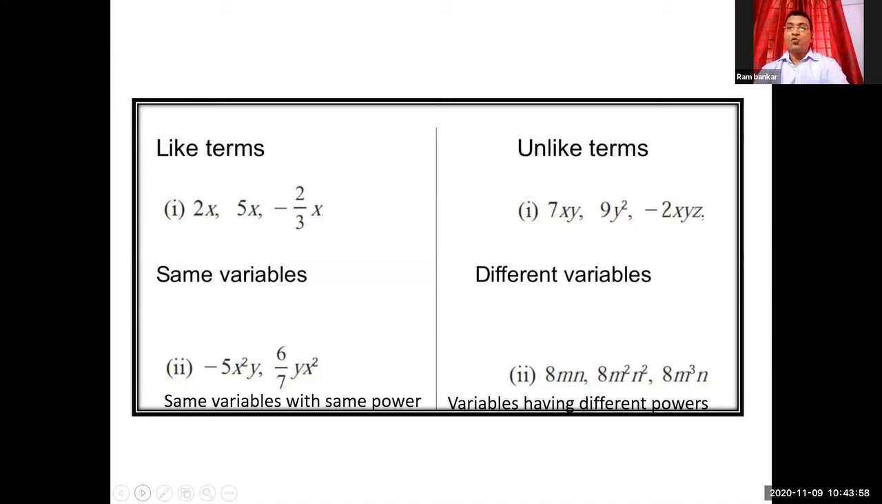Okay, look at the second rule in the unlike terms. What is the second rule? You will see the variables are the same: 8mn, 8m square n square, and the third is 8m cube n. In these 3 terms, mn is the same variable, but the indices are different. So the powers are different, then it is an unlike term. Okay, so you have understood like terms and unlike terms.